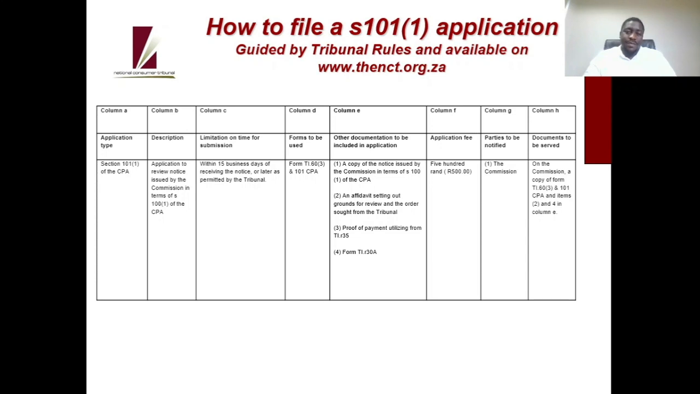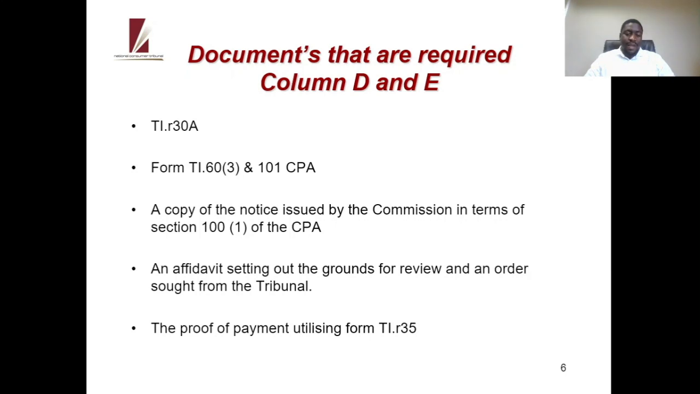The table below provides guidelines on how to file a Section 101 application in terms of the CPA. These guidelines are found on the NCT website, which is www.thenct.org.za, and also the proof of payment utilizing the form TIR 35.